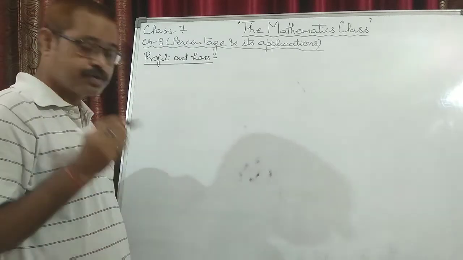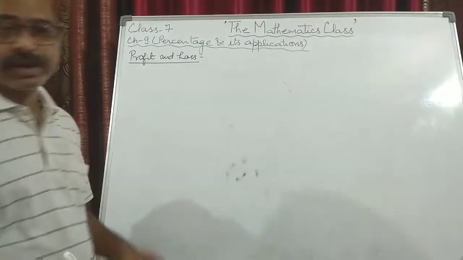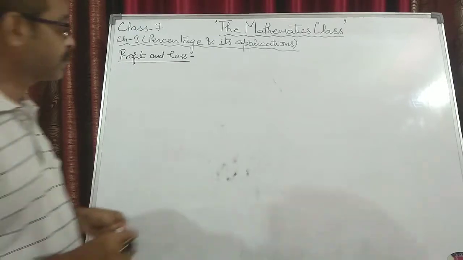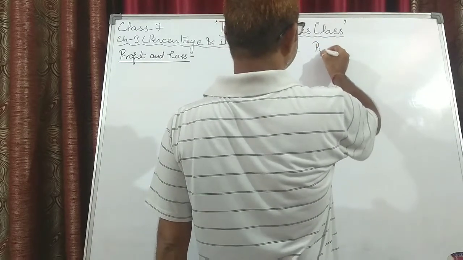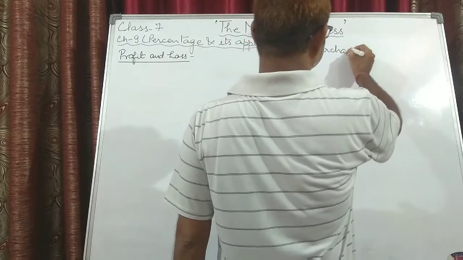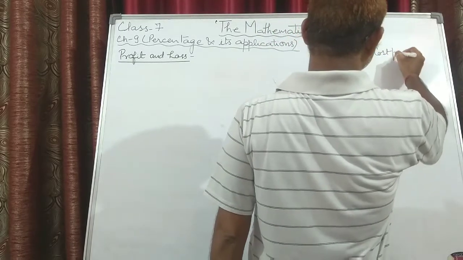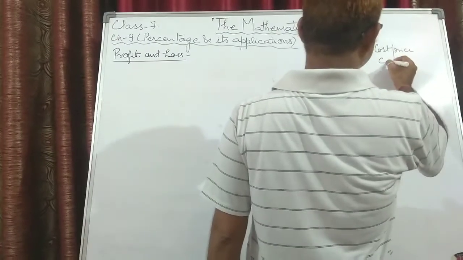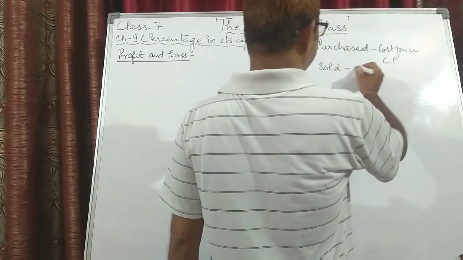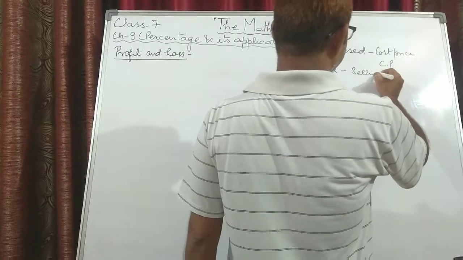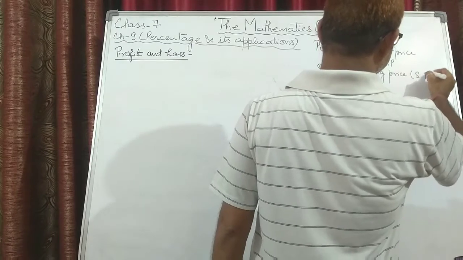So first of all, we need to know the basics. What is cost price? What is selling price? So what is cost price? The price at which the articles are purchased is known as cost price and abbreviated or written as CP. Similarly, the price at which the articles are sold is known as selling price and abbreviated as SP.